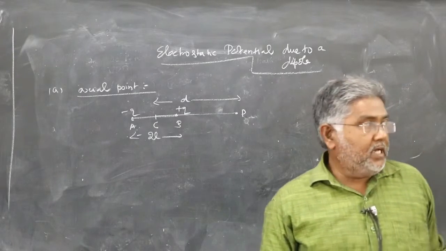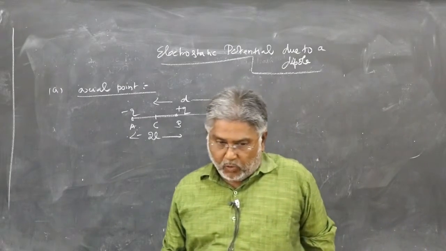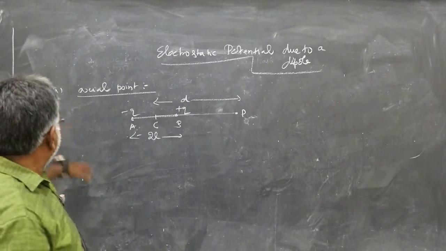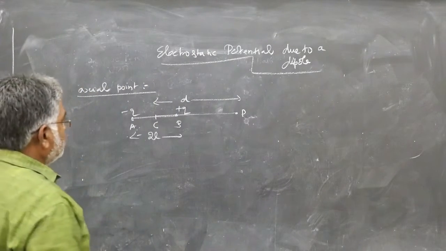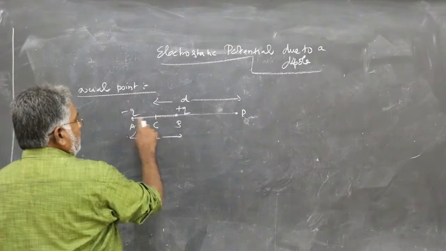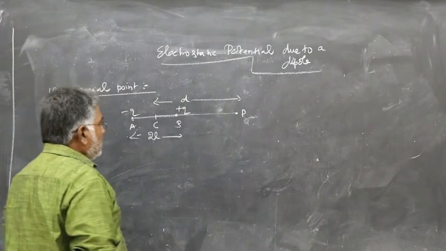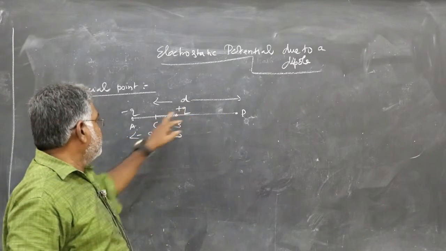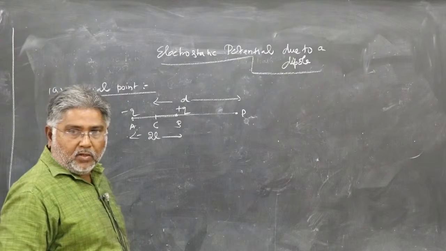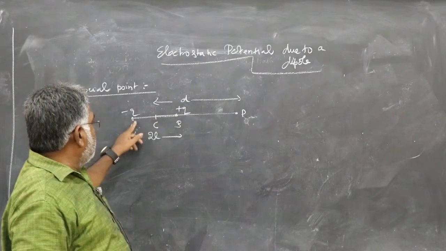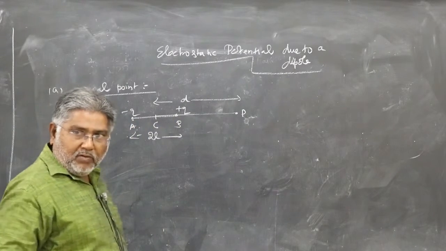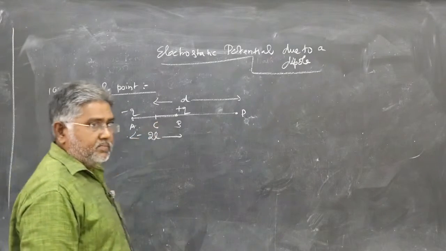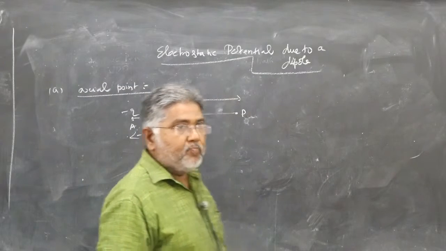We will see how to derive the expression for electrostatic potential due to a dipole. Case A, at an axial point. P is an axial point, and AB is an electric dipole. C is just the center of the dipole, to measure the distances. C is midway between A and B. Actually, when the dipole is too small, this won't be necessary.